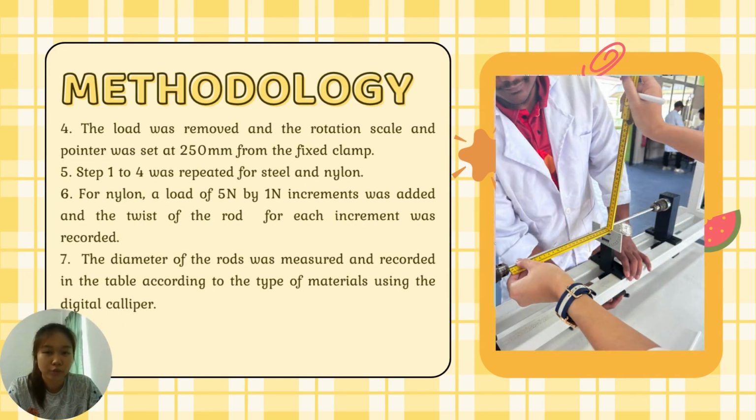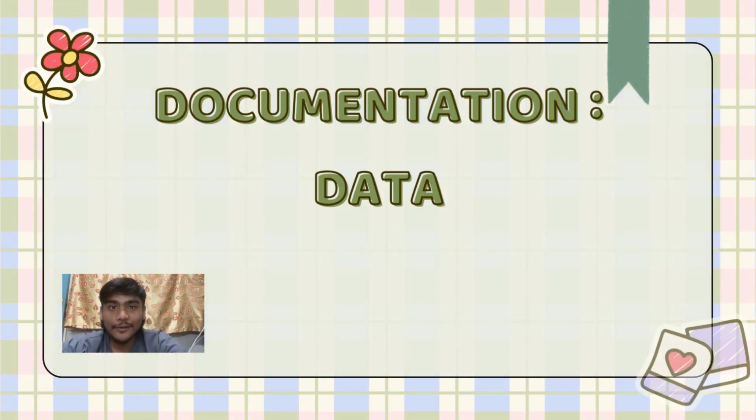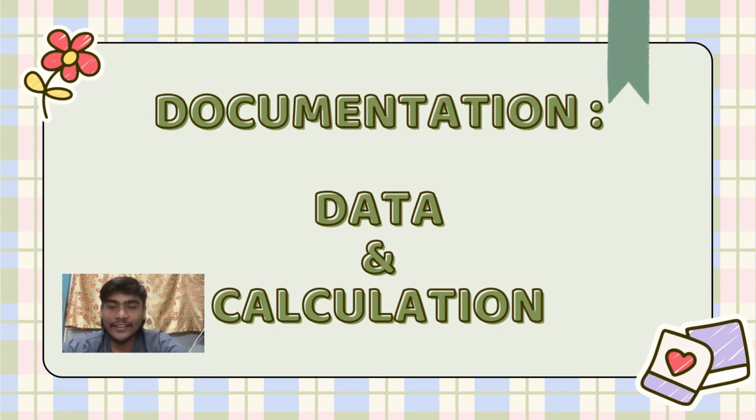Fourth, the load was removed and the rotation scale and pointer was set at 250 mm from the fixed clamp. Then step 1 to step 4 was repeated for steel and nylon. For nylon, a load of 5 Newton by 1 Newton increment was added and the twist of the rod for each increment was recorded. Lastly, the diameter of the rods was measured and recorded in the table according to the type of materials using the digital caliper.